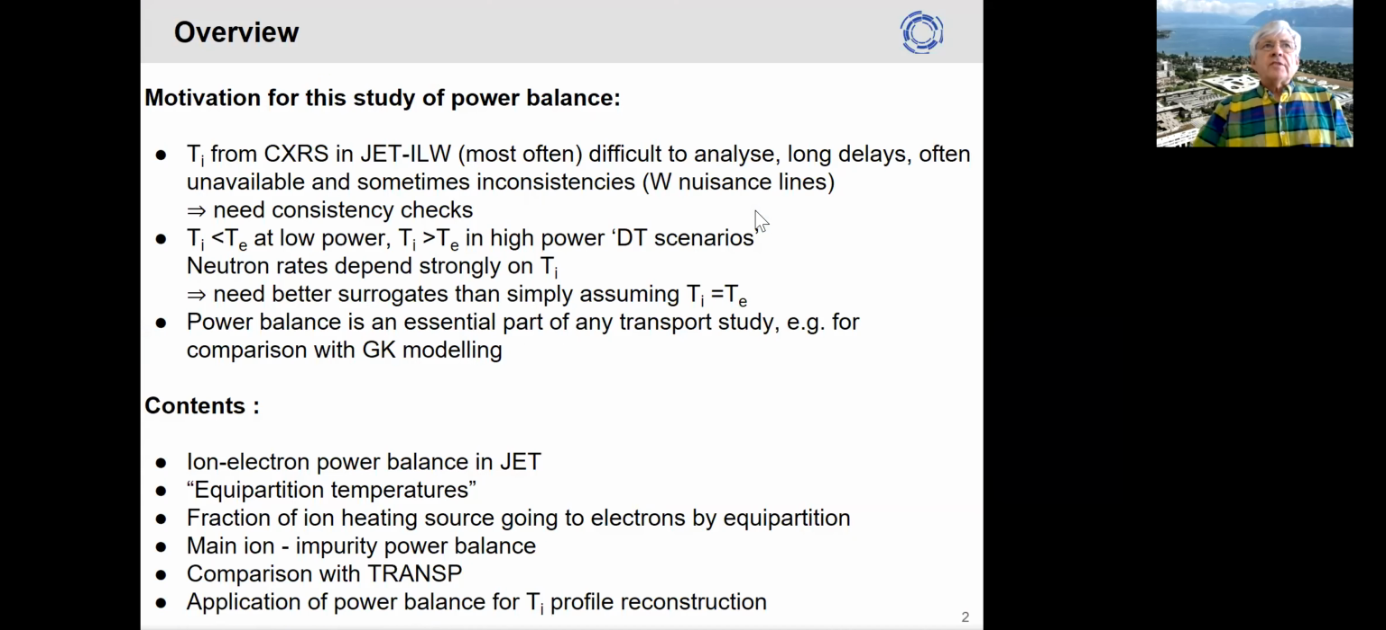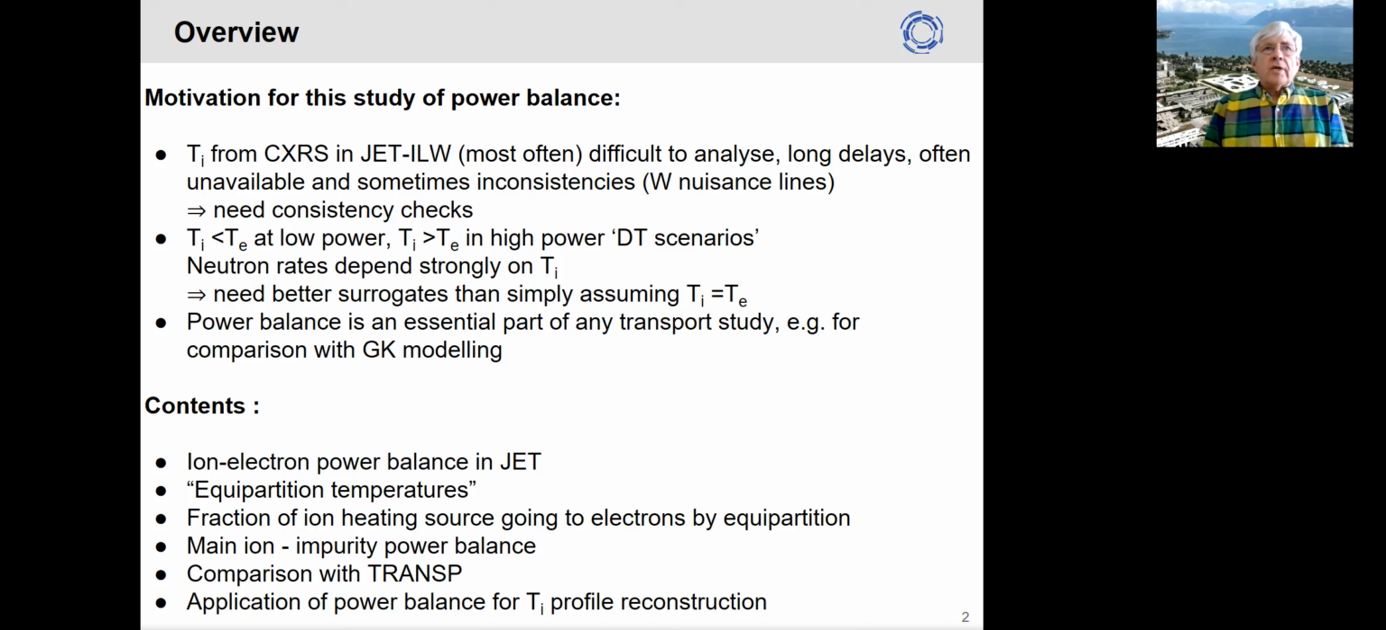The motivation for the study is that the ion temperature from charge exchange recombination spectroscopy in JET is most often difficult to analyze. There are long delays. Often they remain unavailable, and there can also be inconsistencies. And all this is due to tungsten nuisance lines. Therefore, we need consistency checks.